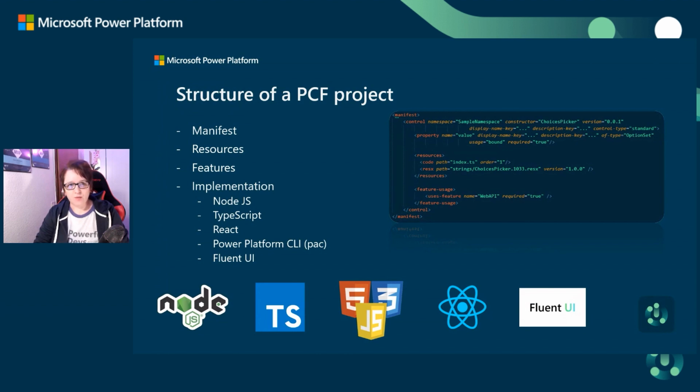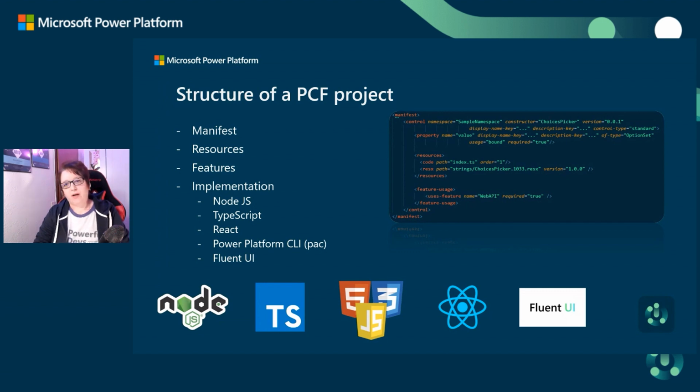But from the design point of view of the PCFs, I think the manifest is actually one of the most important because it defines all the parts which are included in the PCF. So we see the properties there, we see the resources like translation files or CSS files, and we also see the features which are included, like web API.